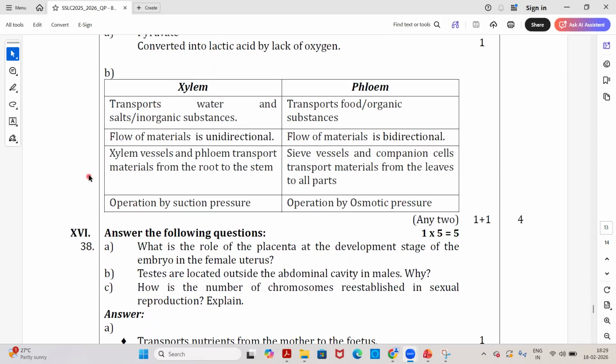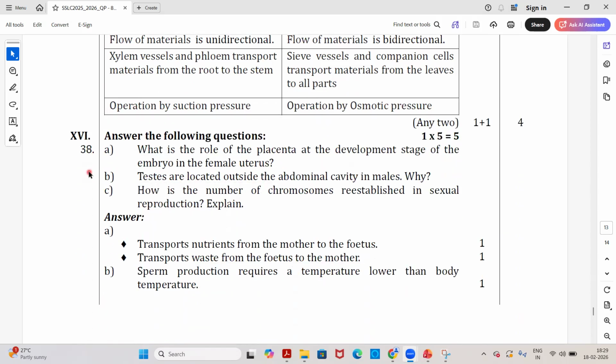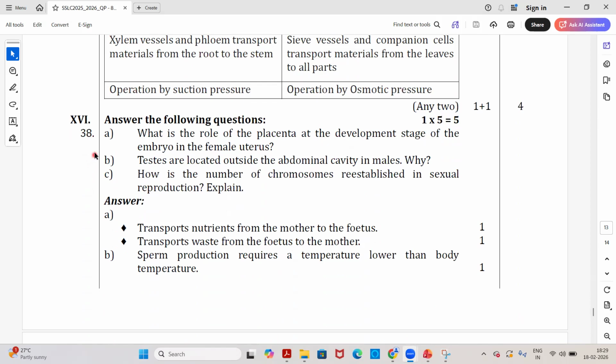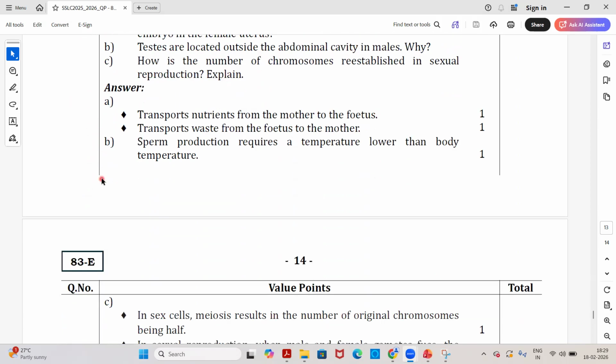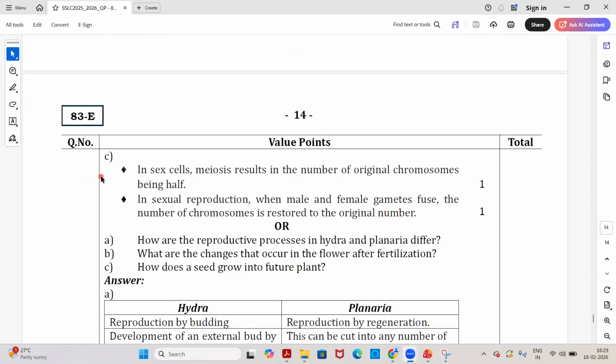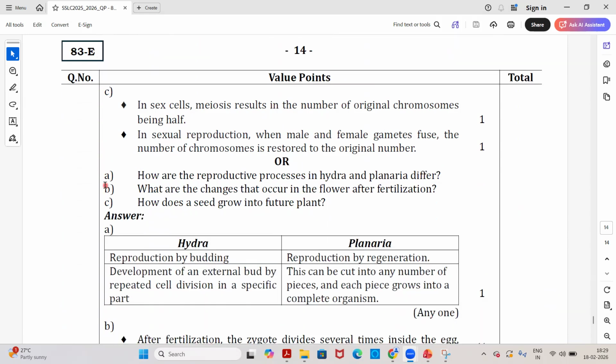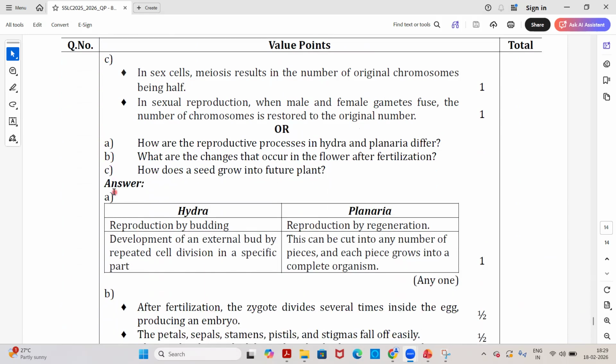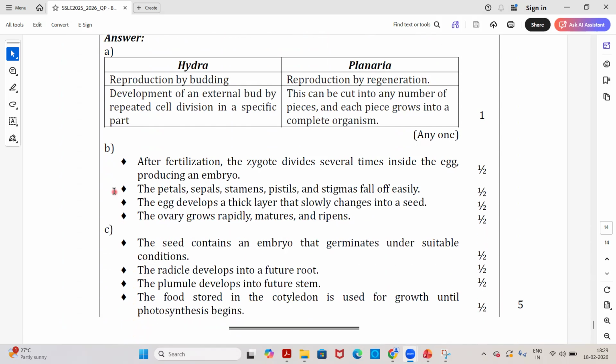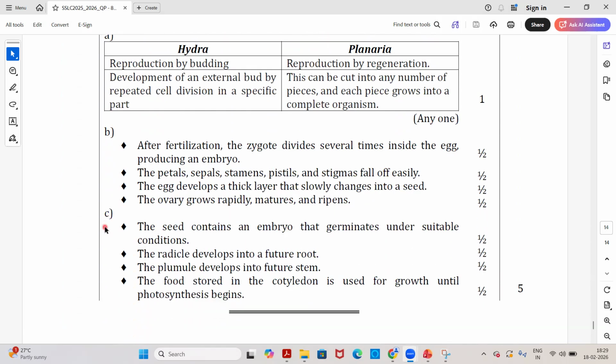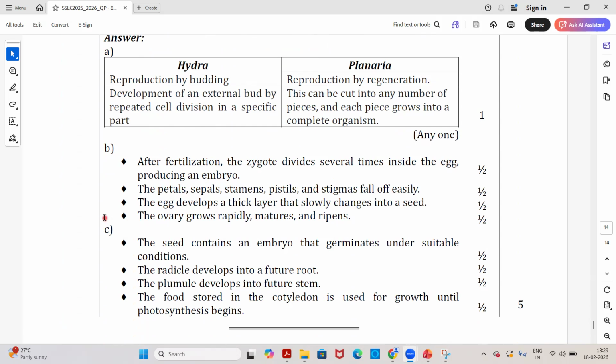Okay, difference between xylem and phloem. Okay. Then next we have 38th question, A, B, and C. Answer is given here, A, B, and C. Okay, and then the optional question against it is again given over here. So these are the answers for it, all the 3 sub answers. So with this, we come to an end with the biology section. And with this, we have completed our entire science paper.